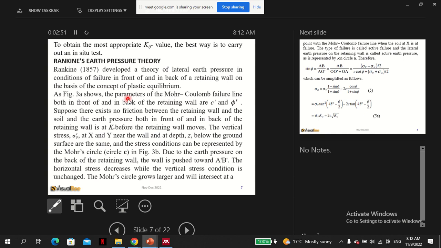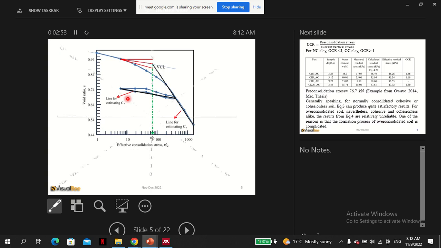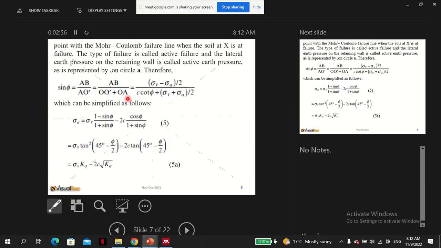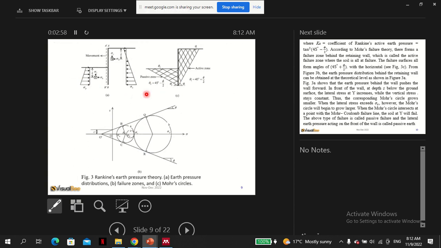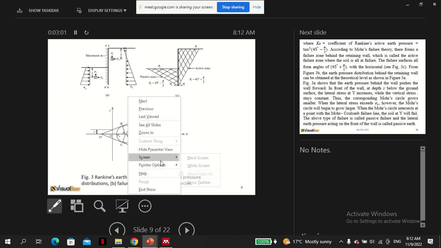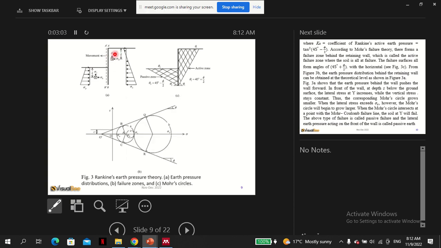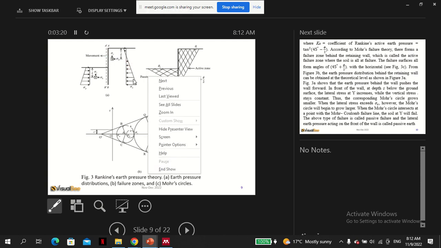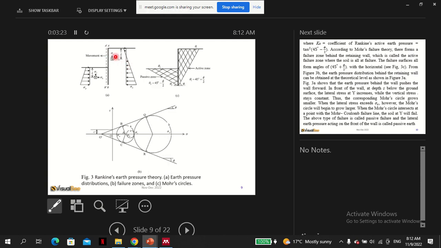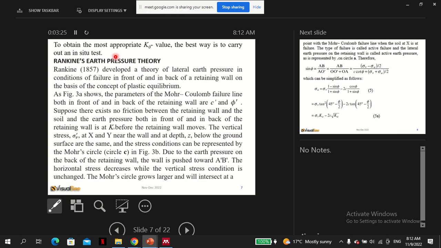I think intuitively you should see this, because the wall is moving this way, the horizontal stress will reduce a little bit. All right. So the horizontal stress will reduce a little, but the vertical stress remains the same. So that's the point. That's what the explanation is.